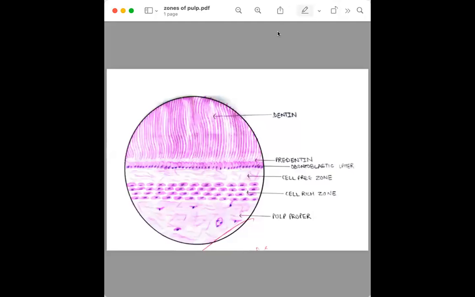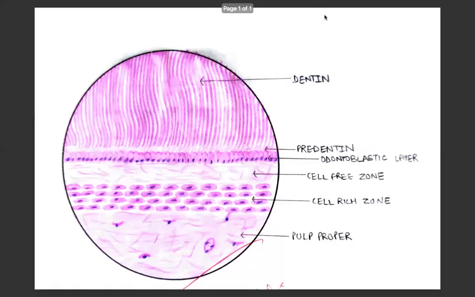Everybody can see? Yes, sir. Okay. So if we turn the diagram around, you will understand there is dentine on the top, which should be at the side actually. So dentine, then you have pre-dentine, odontoblastic layer, cell-free zone, cell-rich zone, and pulp proper. Any problem in this? Zones of the pulp, any problem in the diagram? None, right?